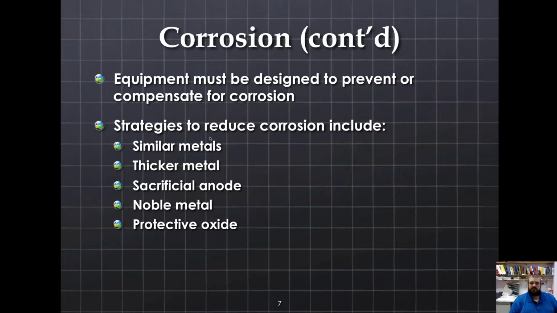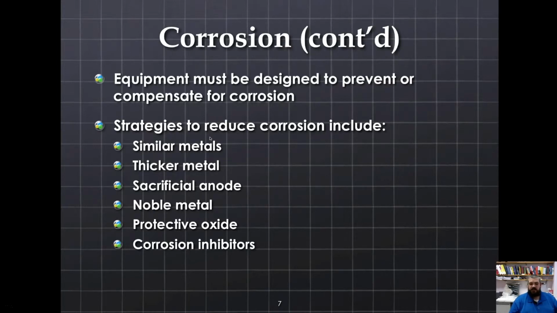Or you can use something called a protective oxide, where you allow the corrosion to occur, and then after a certain period of time, once that oxide forms, it's usually a metal oxide that forms on the surface of the metal, that can actually act to protect against further corrosion because it provides a barrier where the electrons are not able to flow as easily across that oxide.